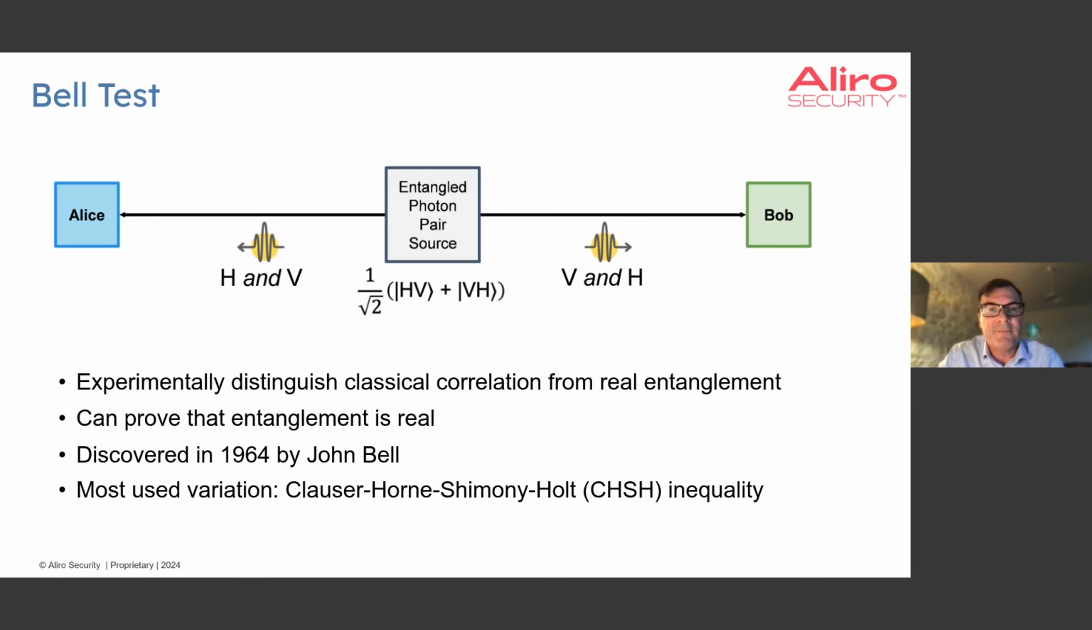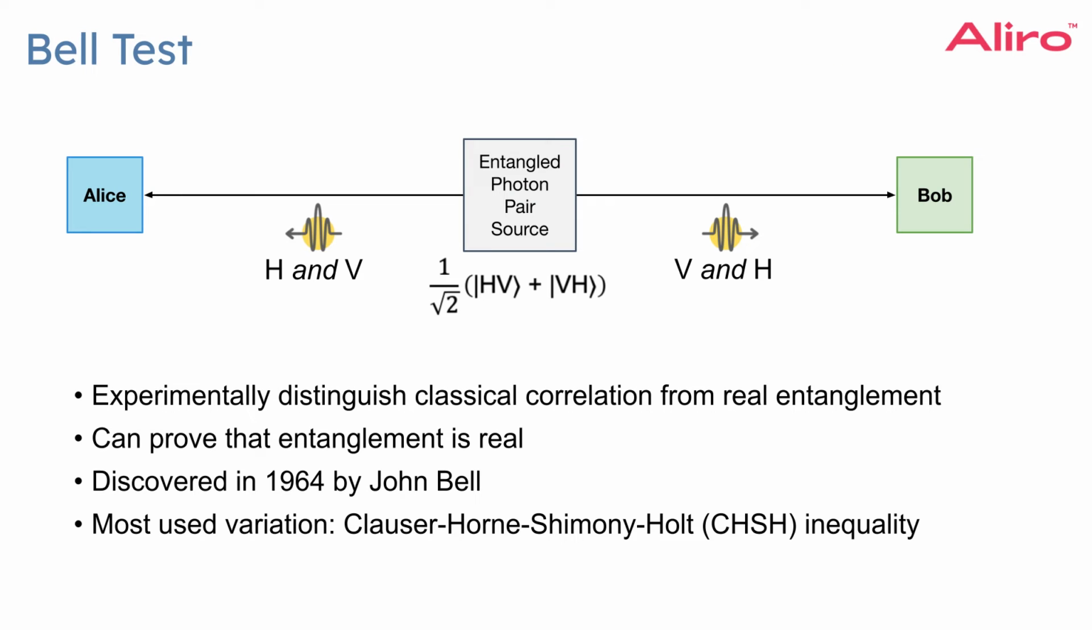Now, shockingly, in 1964, a physicist called John Stuart Bell devised an experiment that can in fact distinguish classical correlation from quantum entanglement. In other words, this experiment can determine whether quantum entanglement really exists or not. The original experiment was called a Bell test, but later a simplified version of this experiment was discovered, called the CHSH inequality after its four inventors.